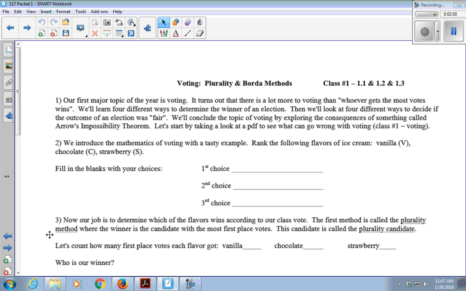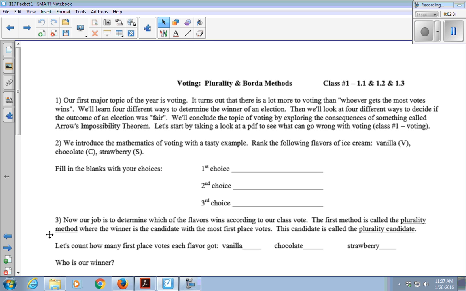Okay, so our first major topic of this year is voting. And it turns out that there's a lot more to voting than whoever gets the most votes wins, right? There's a lot more mathematics to it. So we're going to learn 4 different ways to decide if the outcome of an election was fair. And we're going to conclude the topic of voting by exploring the consequences of something called Arrow's impossibility theorem. And I'm going to skip that PDF thing.